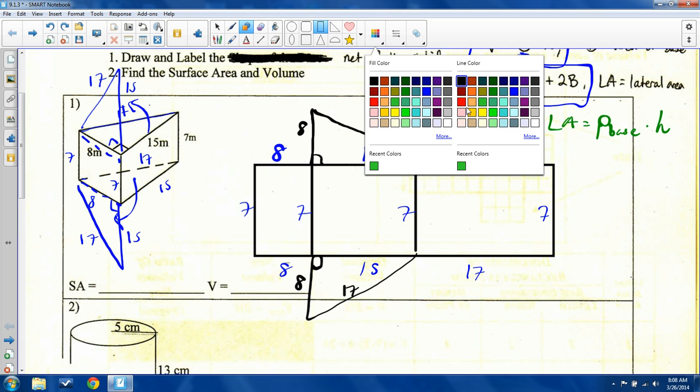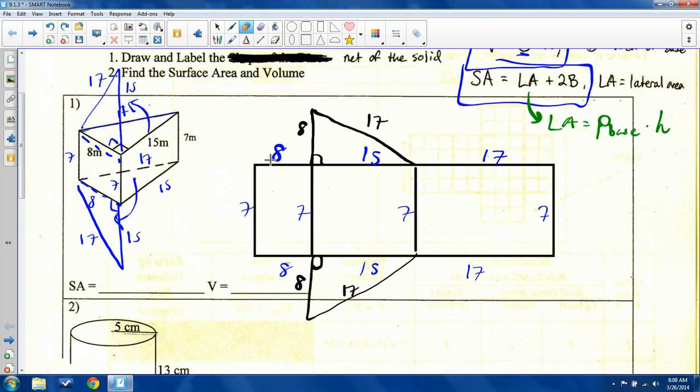Not only that, but this rectangle is the equivalent to taking the perimeter of your base, like this triangle, 8 plus 15 plus 17, which is 40, by the way.